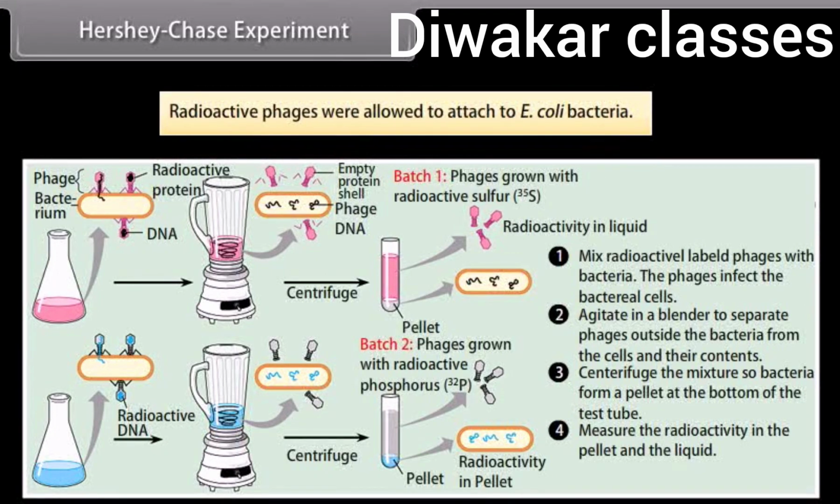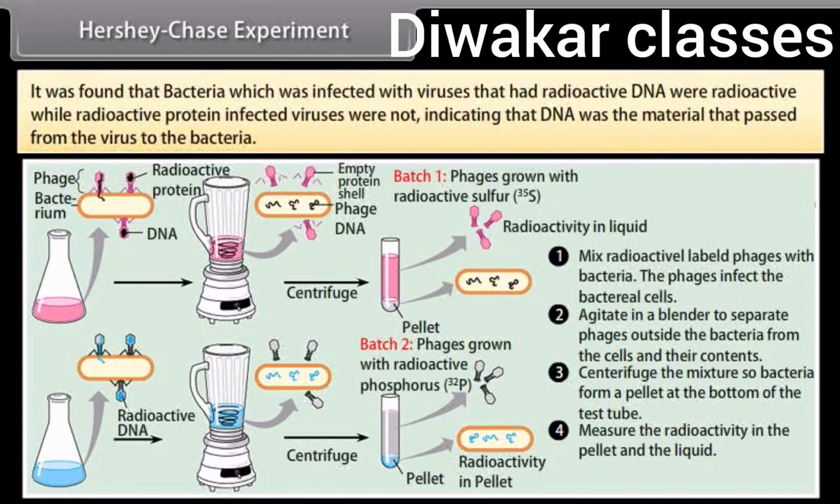Radioactive phages were allowed to attach to E. coli bacteria. It was found that bacteria infected with viruses that had radioactive DNA were radioactive, while those infected with viruses with radioactive protein were not, indicating that DNA was the material that passed from the virus to the bacteria.